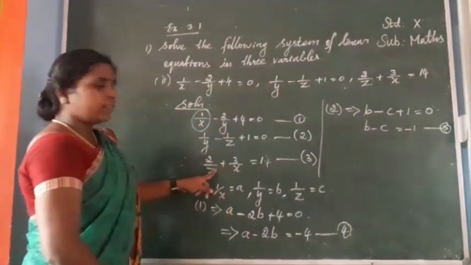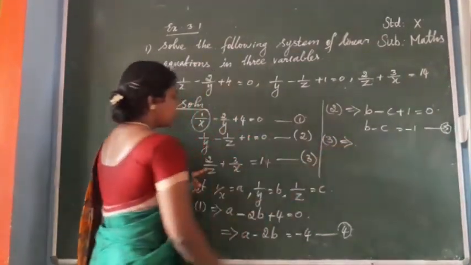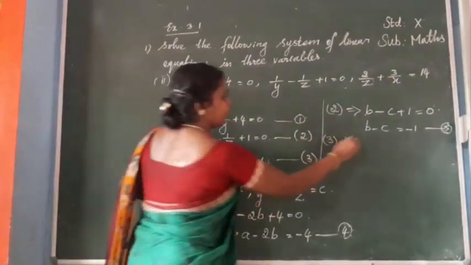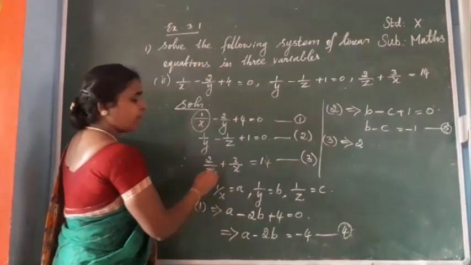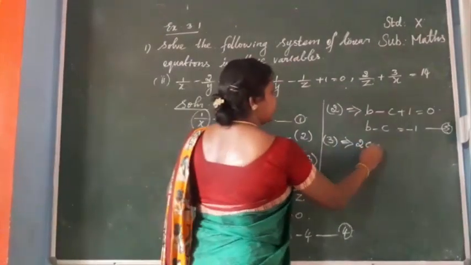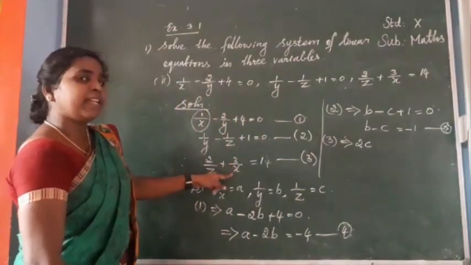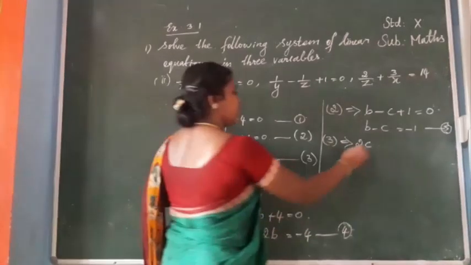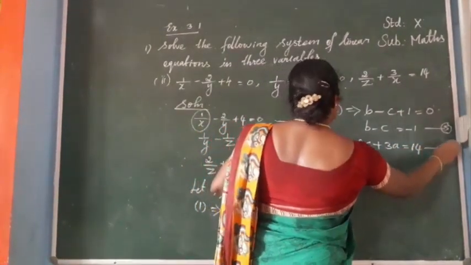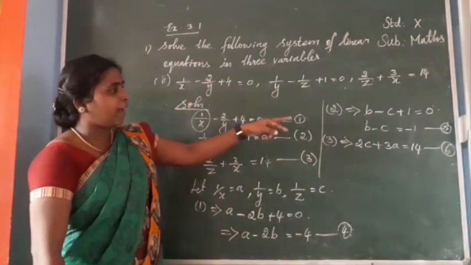Next the third equation. What is there? 2/z, so 2 into 1/z. Instead of 1/z we write c, so 2c. Next 3/x, so 1/x means a, so plus 3a equal to 14. This is equation 6. Okay, we got three equations: 4, 5 and 6.